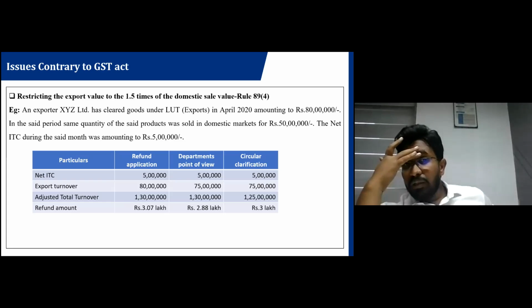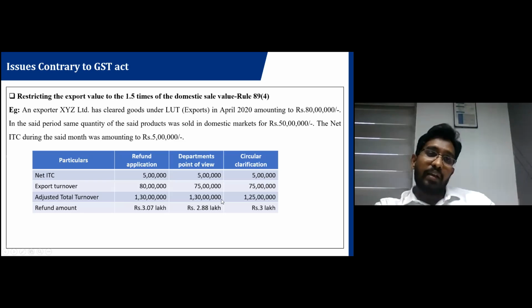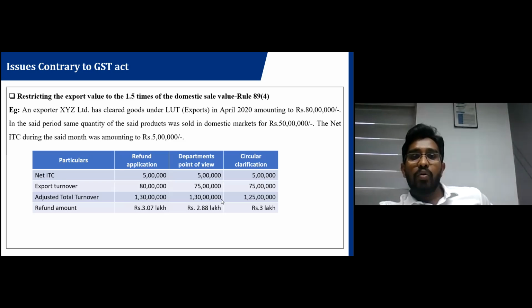So, for example, I have made export turnover of 80 lakhs in the financial year, in April 2020. And in the same period, I have supplied the same quantity of goods domestically for rupees 50,000. So I have filed the refund application. The refund officer has used this weapon and issued a show cause notice or asked for clarifications that your export turnover would be restricted to 75 lakhs only.